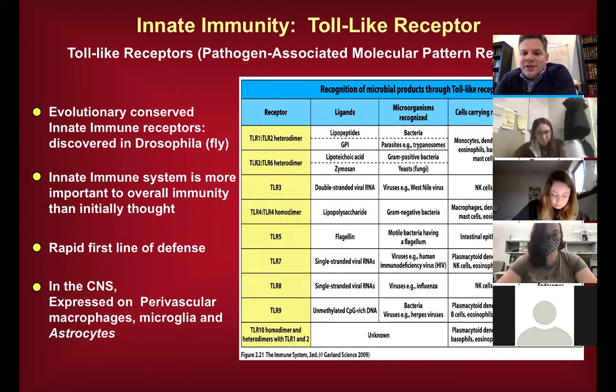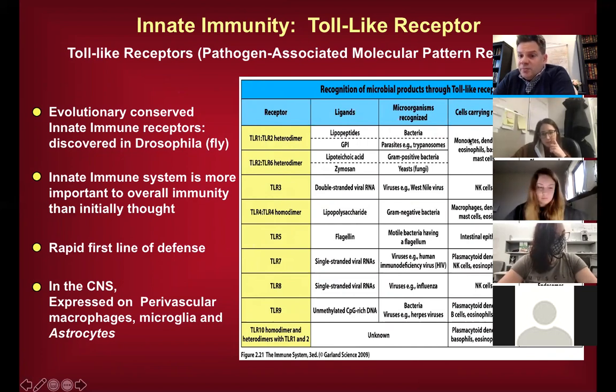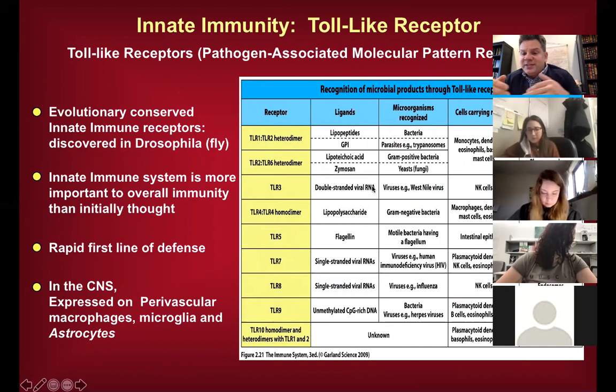So let's just give you an example. So they can be homodimers or heterodimers. And so you see an example here of a toll-1, toll-2 heterodimer. It's going to be binding lipopeptides, mostly from bacteria. Who expresses them? Monocytes, dendritic cells, mast cells. So these are all myeloid cells, involved in the innate immune response. And then if you contrast that with something like toll-3, which is a homodimer, is going to look for double-stranded viral RNA. So this is going to be intracellular.